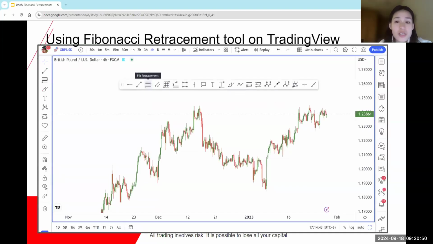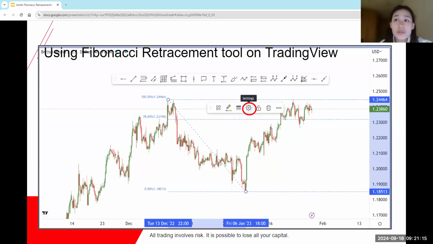Okay, now let's take a look at Fibonacci retracement on TradingView. Here we have a typical layout on TradingView, and we're looking at pound dollar. For TradingView, the Fibonacci retracement tool is this symbol, basically the 4 horizontal lines. You'll be able to find this on your sidebar or on the floating toolbar as well.